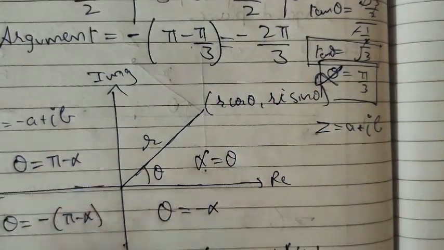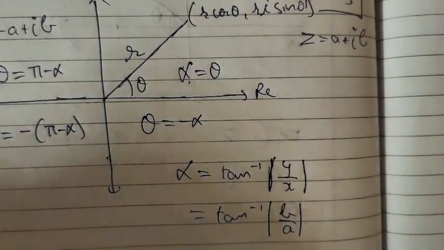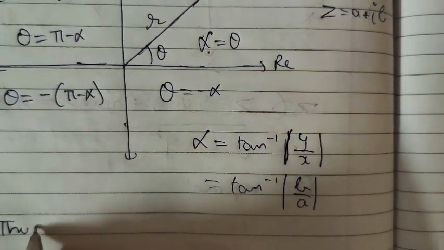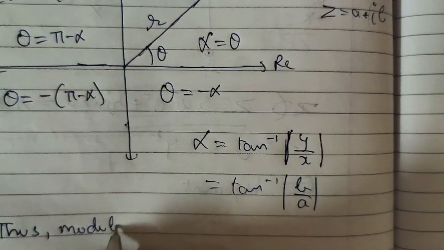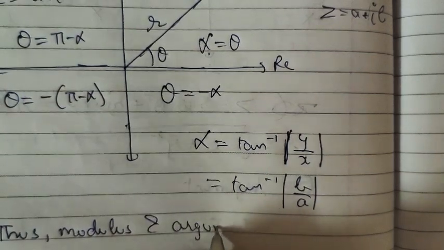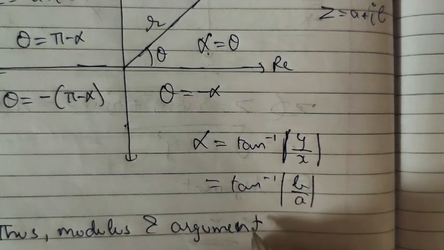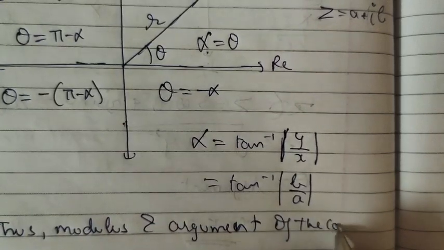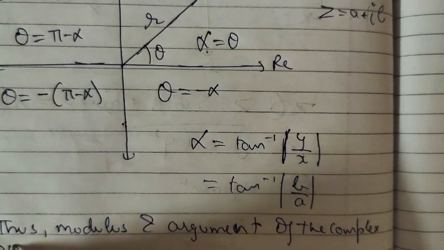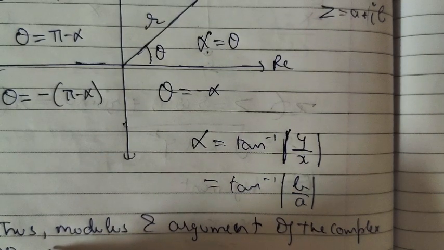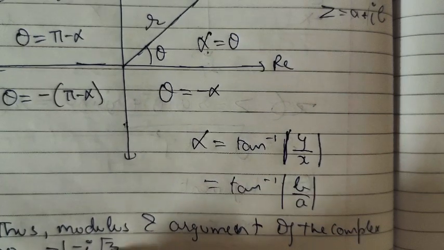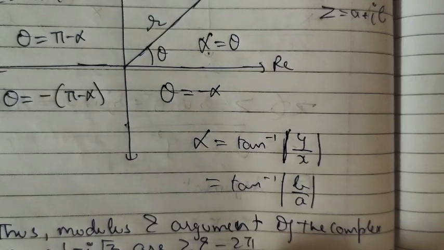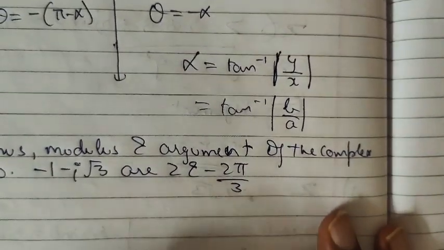So this is the argument. So the modulus and argument of the complex number minus 1 minus iota root 3 are 2 and minus 2 pi by 3 respectively. 2 and minus 2 pi by 3.